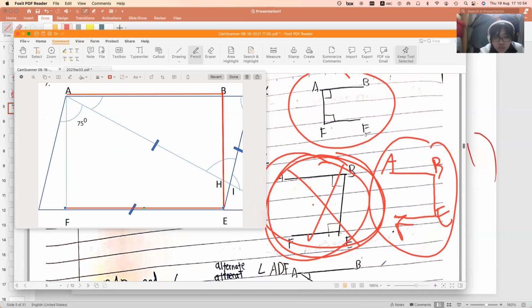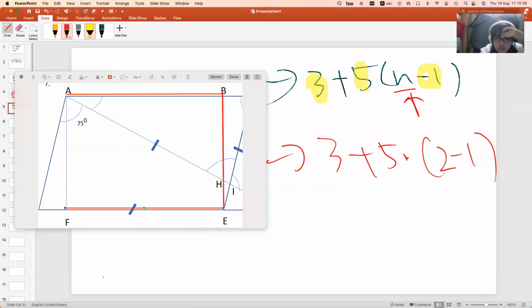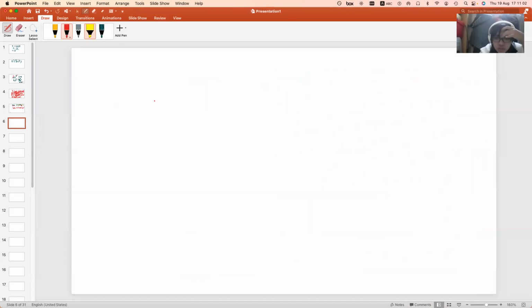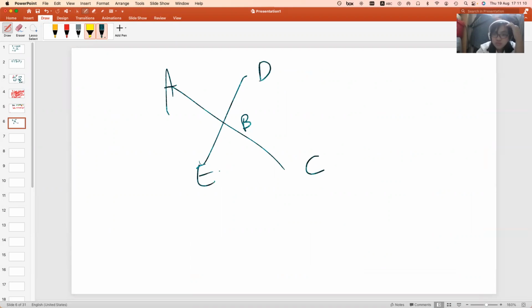I talked about this. What did I say? Let me get rid of this first. If the question gives you, let's say, this is A, this is B, and this is C, this is D and E, you are not going to draw it like this. If I give you ABC like this, you're not going to draw me ABC like this.